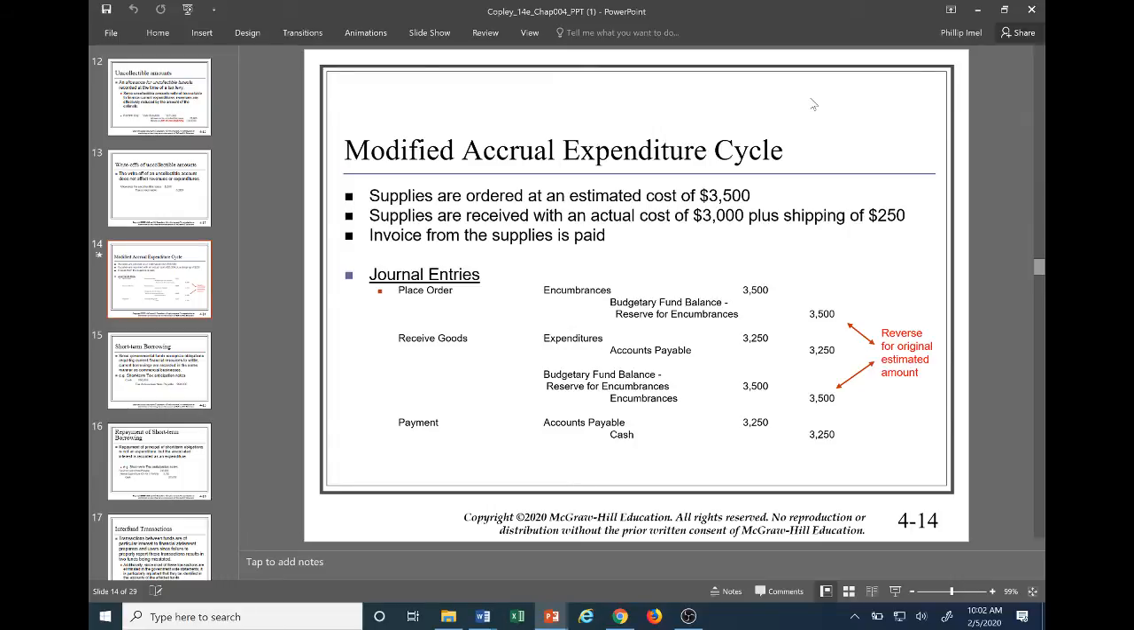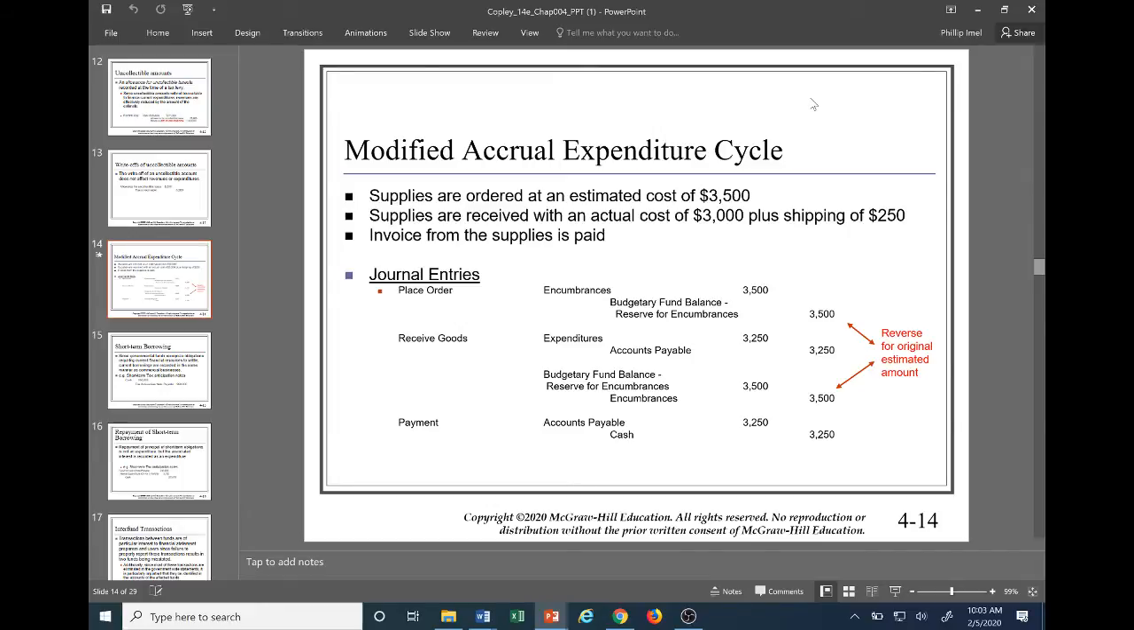So we debit the expenditure for the actual amount, right? In this case, it's $3,250 because of the cost of $3,000 plus shipping of $250. So debit expenditures $3,250, credit accounts payable $3,250, and then obviously, once payment is remitted to the vendor, we debit accounts payable and credit cash. And why again on payment? Why do we debit accounts payable and credit cash? What justifies us making that entry? That's us paying off a liability.